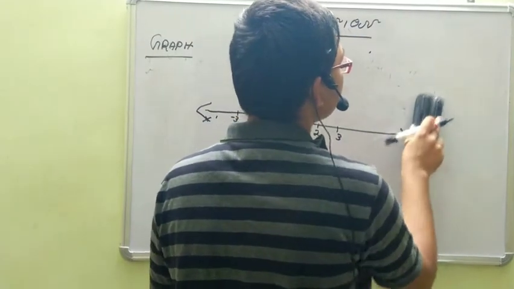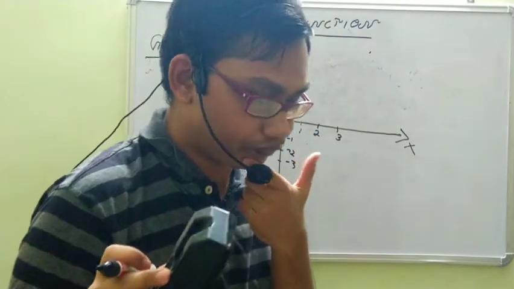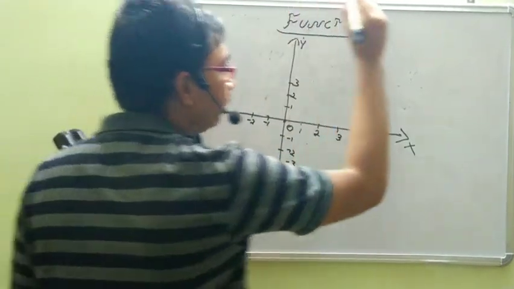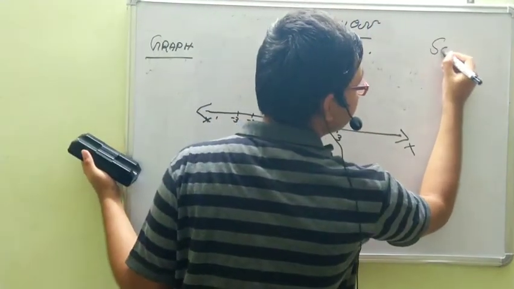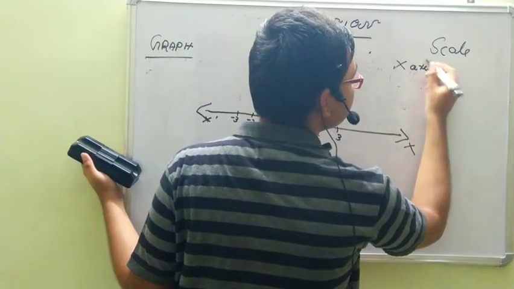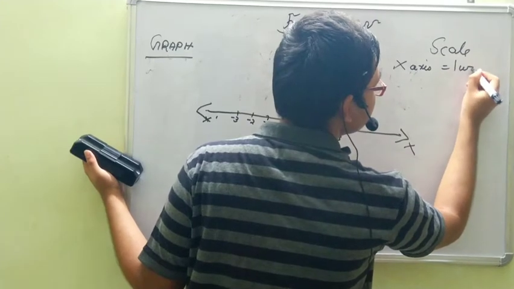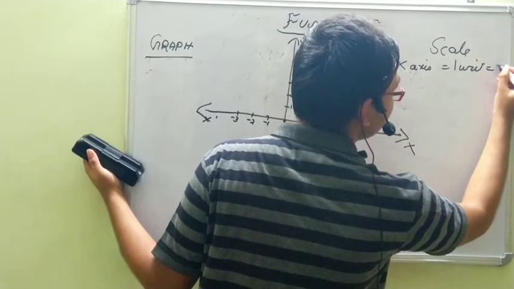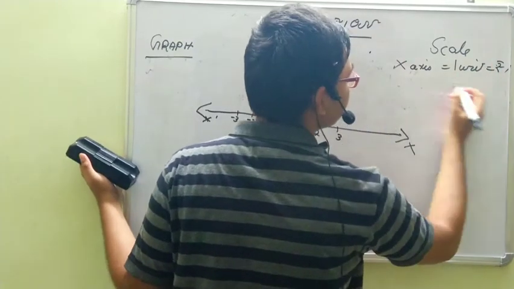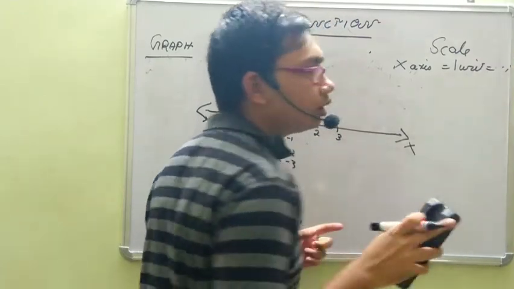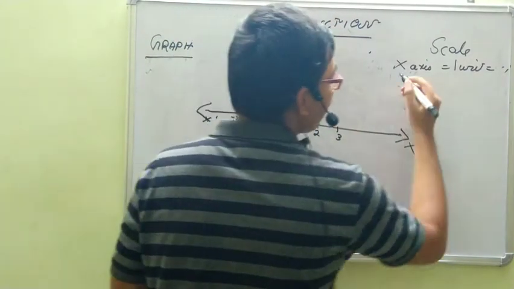So 1 unit we will take as 1 centimeter. In here we will have to write the scale. X-axis: 1 unit is equal to 1. 1 unit here means 1 centimeter.